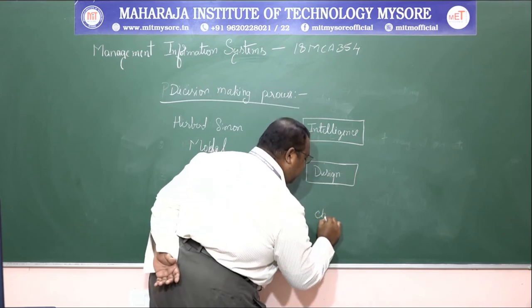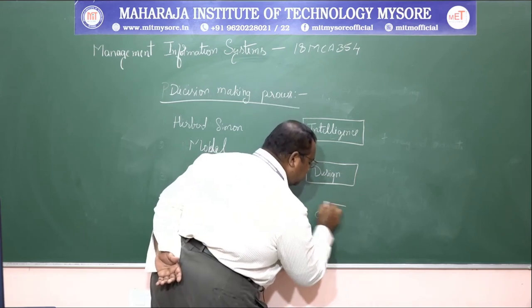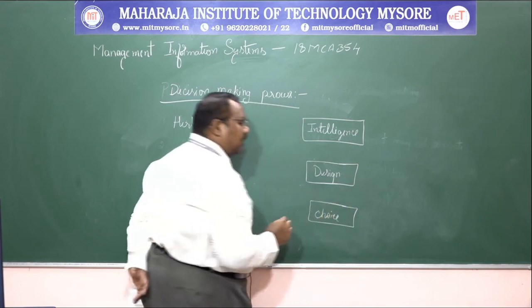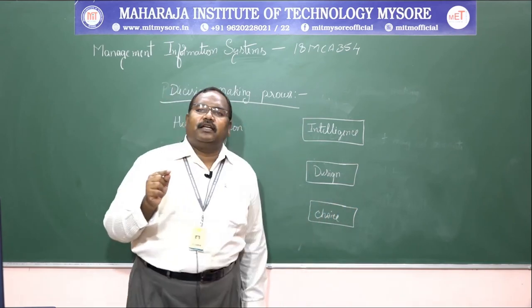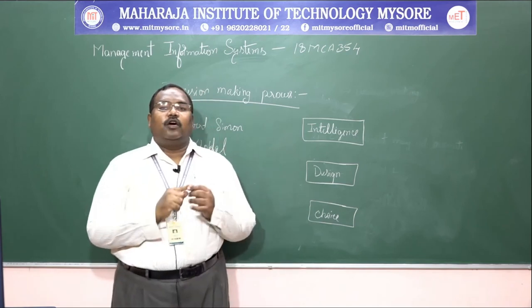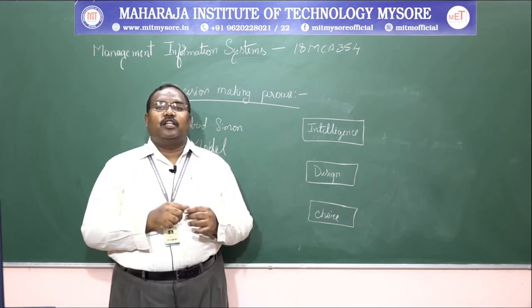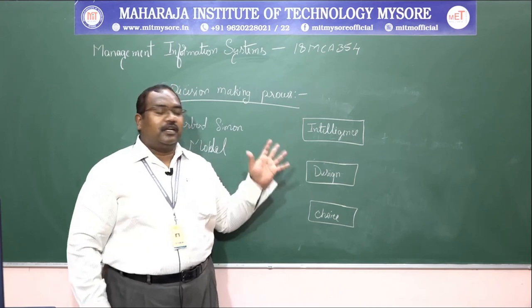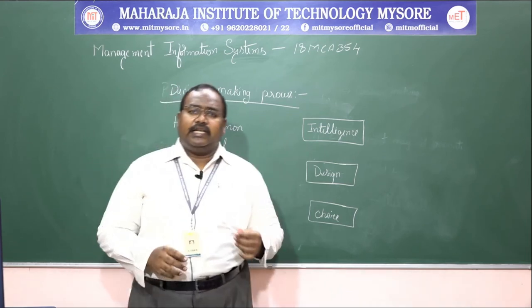And the third step is choice. Now let us recall the one statement that was made in the beginning of the session. A decision is always made out of several choices. That comes into the picture now. Now look at this. What is intelligence?